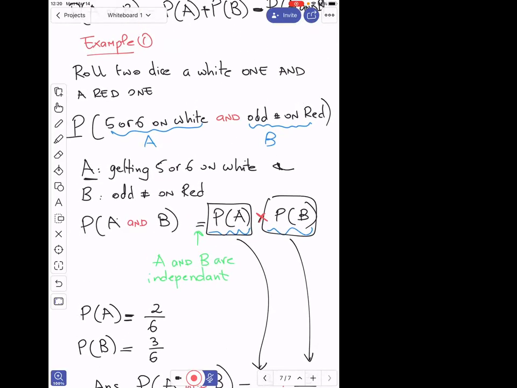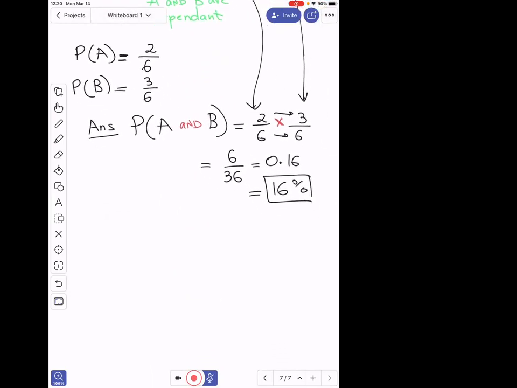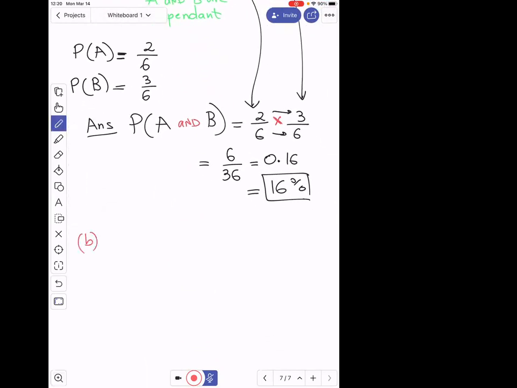All right, so that's for number 1. Now part B. Find the probability of an odd number on the white die and 5 or 6 on the red one.